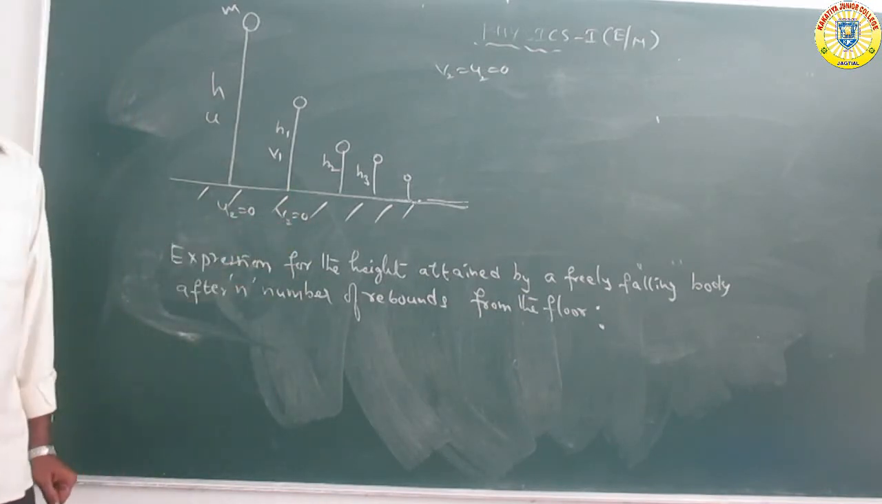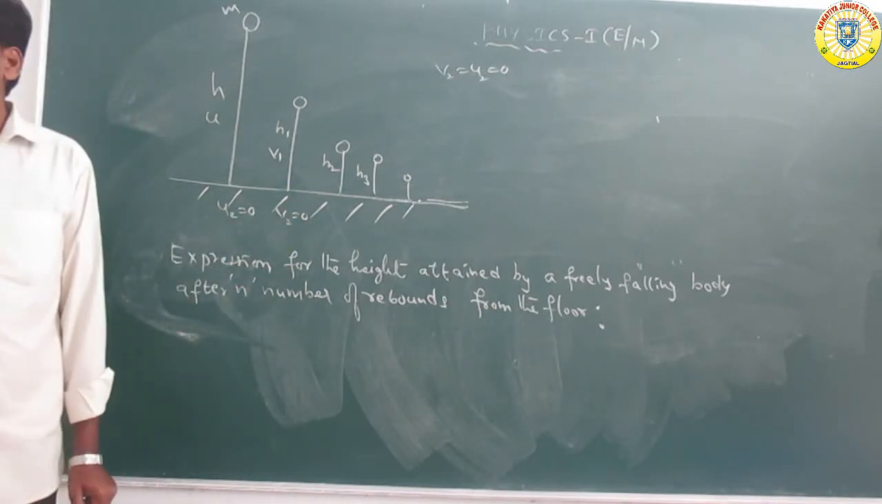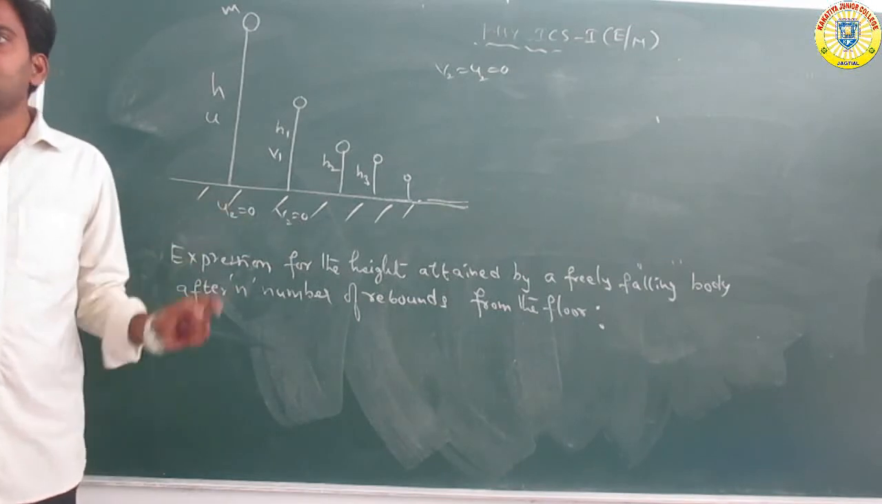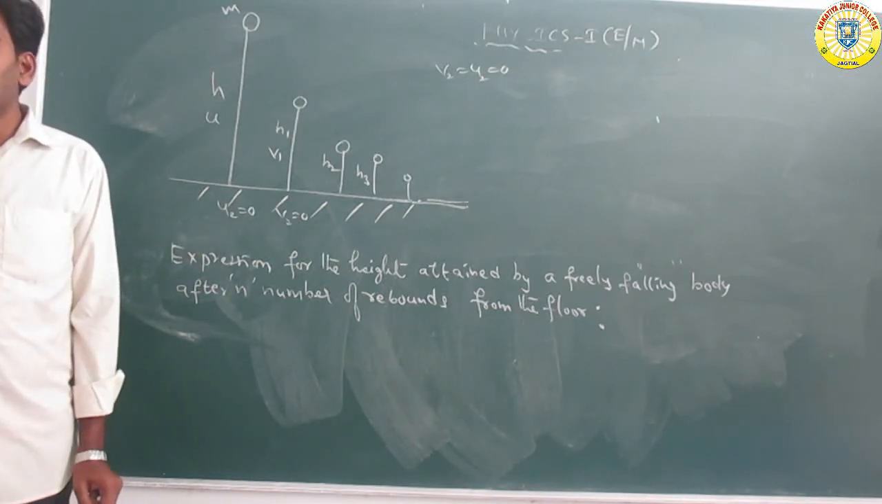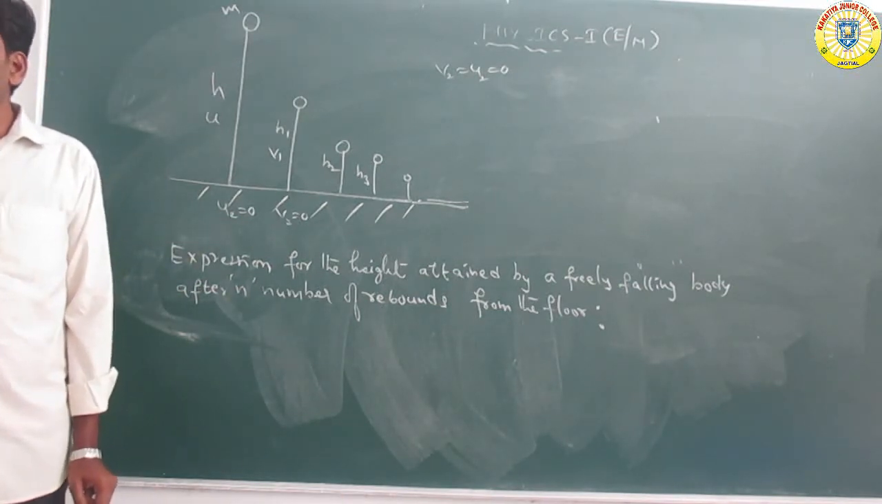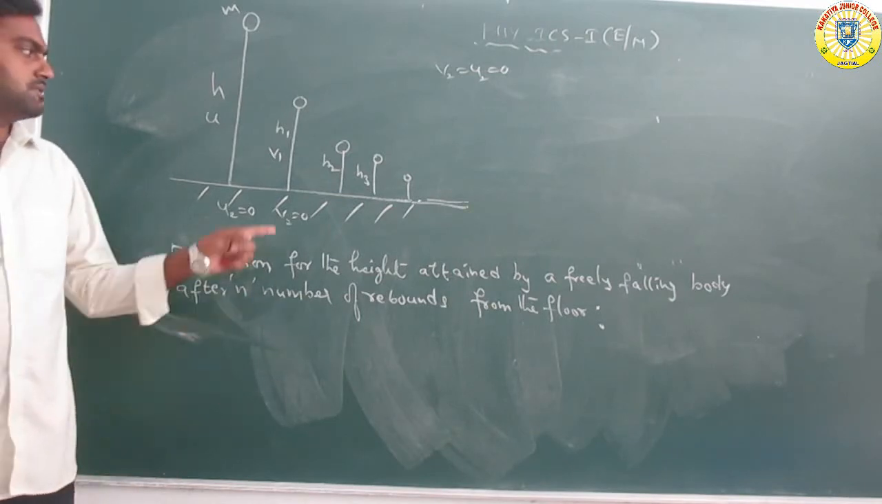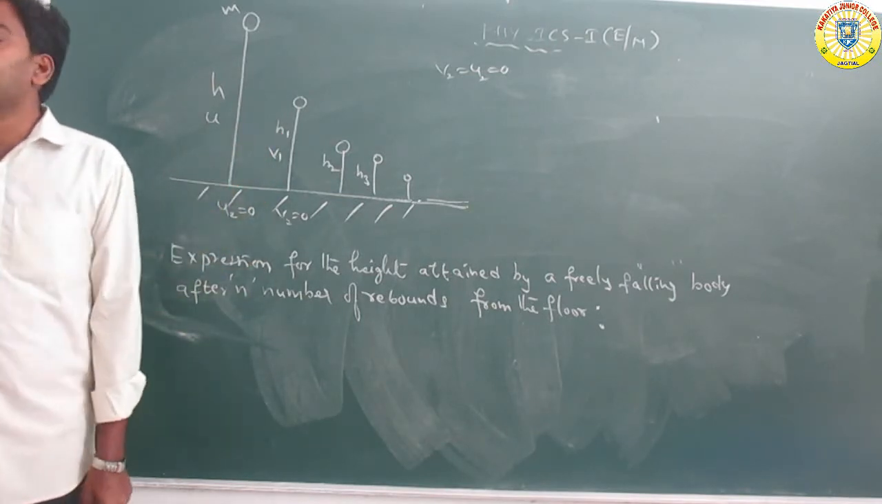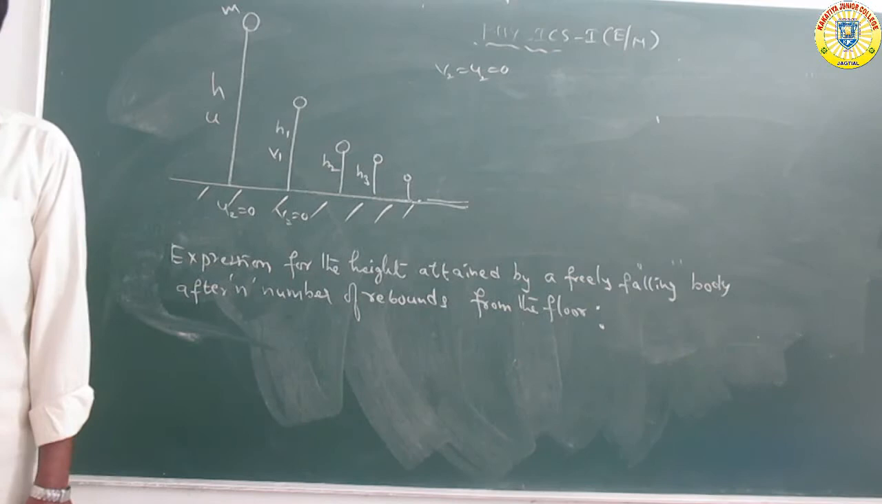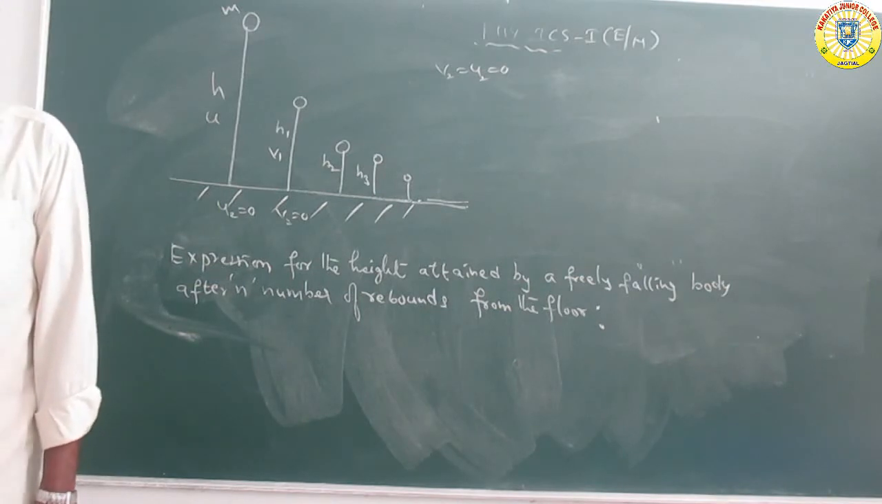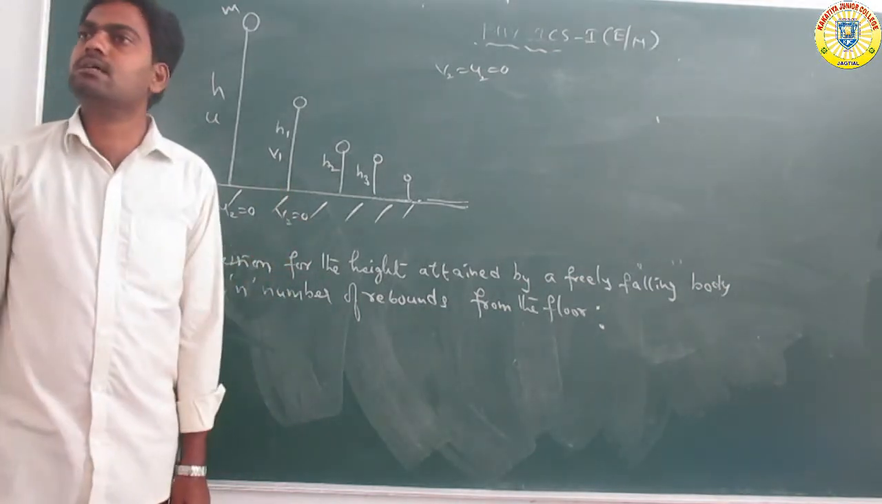So consider a body of mass m dropped from a certain height h with velocity u. After the rebound, the height is h1 with velocity v1. After the first rebound, this is called the first rebound.